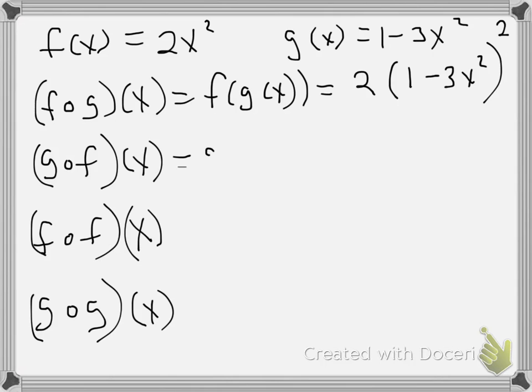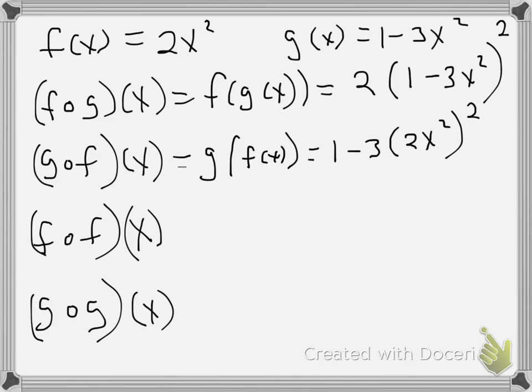And g of f means we're going to take f and we're going to put it into g. So we're going to have 1 minus 3, but instead of just the x, we're going to take the 2x squared, that's what f of x is, and we're going to square that. And we're going to leave that alone just for now. It would be fun to simplify, but we're just going to leave it.